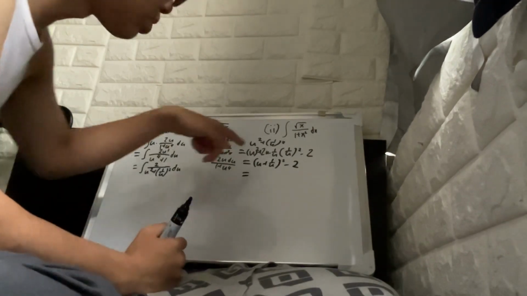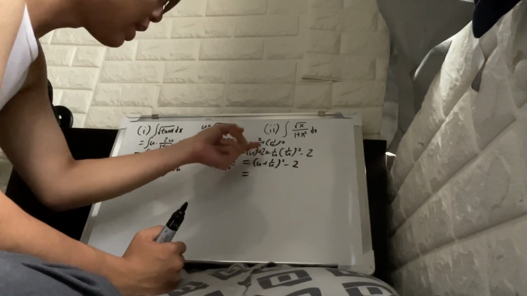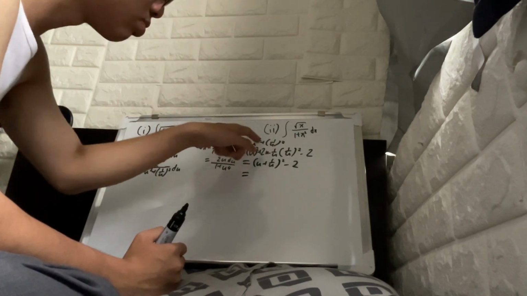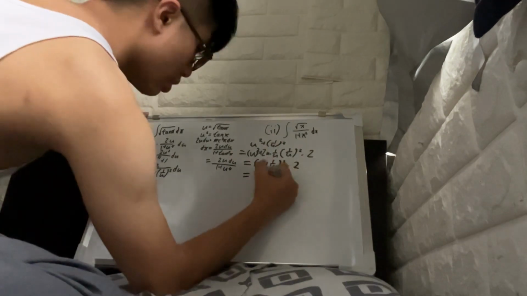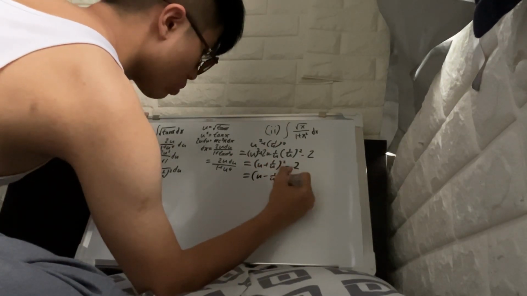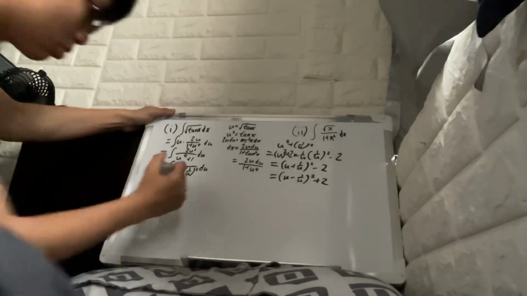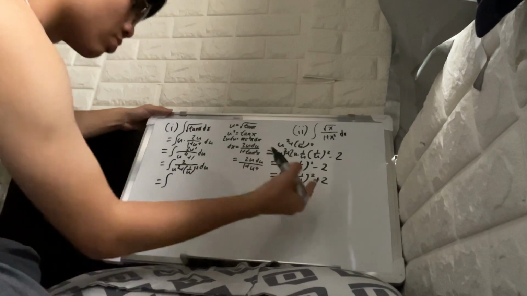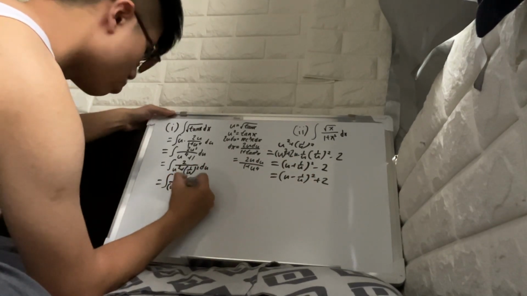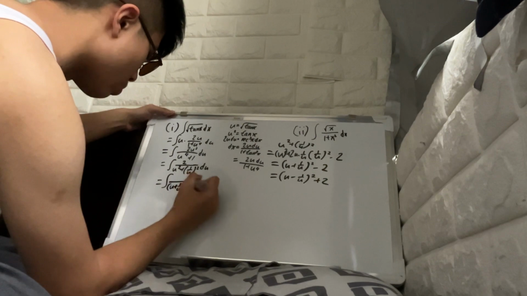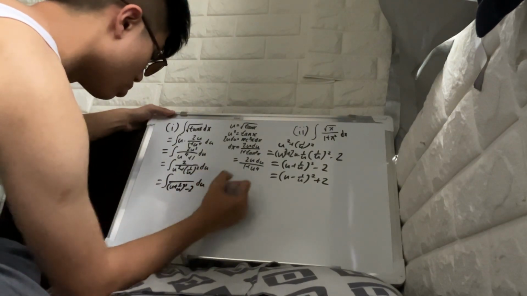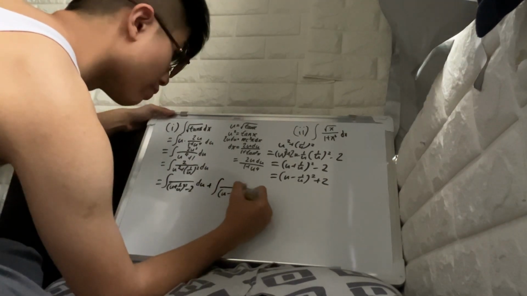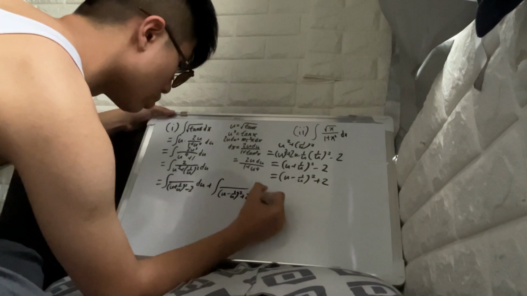The same thing: first we add and then subtract, but we can also subtract and then add, minus 2 and then add 2. So you also get u minus 1 over u, squared, plus 2. Since we have the same numerator, we can split into two integrals: the integral of 1 over u plus 1 over u squared minus 2 du, plus the integral of 1 over u minus 1 over u squared plus 2 du.